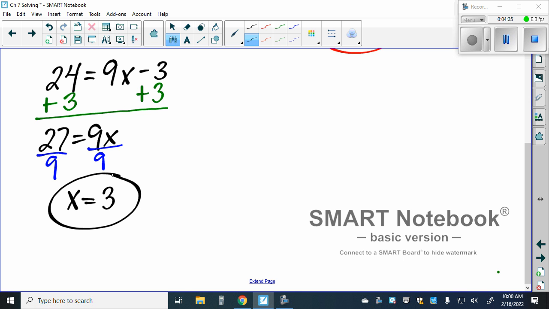Is that our restriction? Well, no. Our restriction was 1/3. So x equals 3 is the solution. And that's it. Questions on this here?